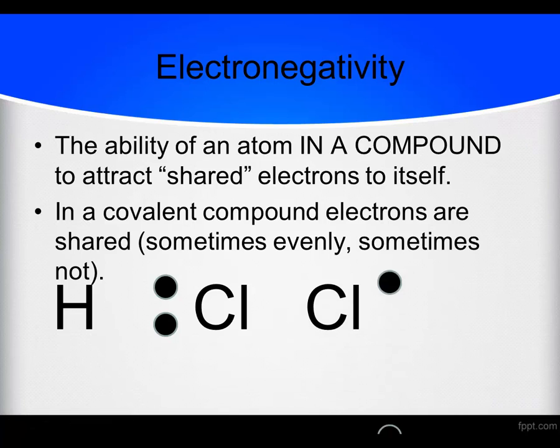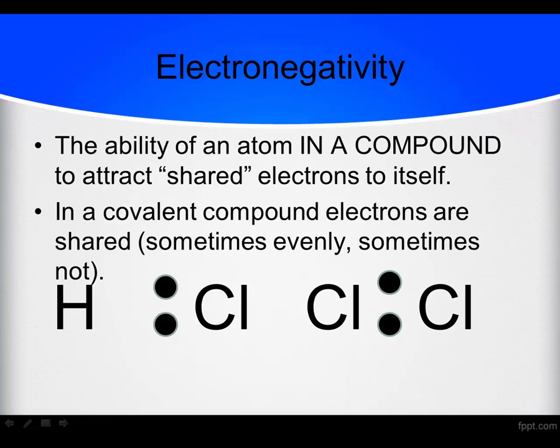Sometimes the sharing is even, like in the case of chlorine and chlorine. Chlorine and chlorine will share a single pair of electrons in between them, and that sharing tends to be fairly even because one chlorine and the other chlorine pull similarly. They have the same electronegativity. Chlorine and hydrogen, however, have different electronegativities. Chlorine is a much better sharer than hydrogen.